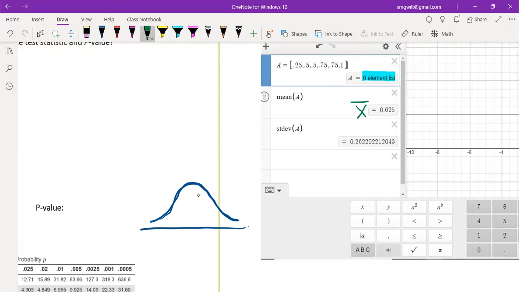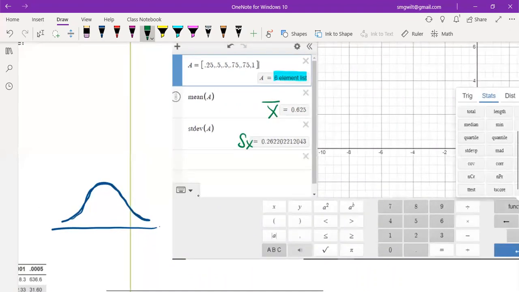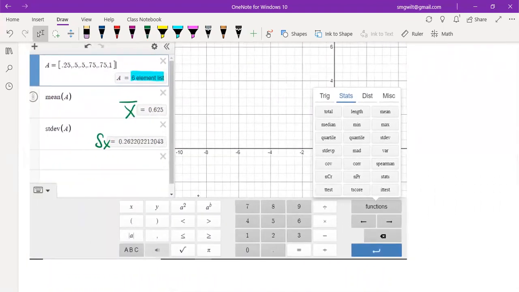This is X bar. And then if I find the standard deviation of A, that is S sub X. Remember that when you're finding the mean, you could just type those words in, or if you get the keyboard and then hit functions and stats, mean is here. You can hit that button and then type your capital A. And standard deviation is this one, not the one with the P. So regular standard deviation of a sample, not of a population. And then we're going to use those values in the formula to find T, our test statistic.